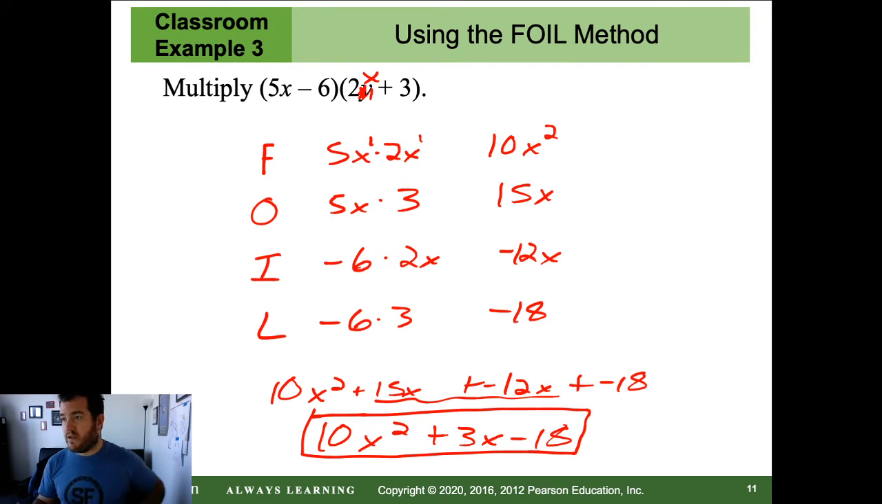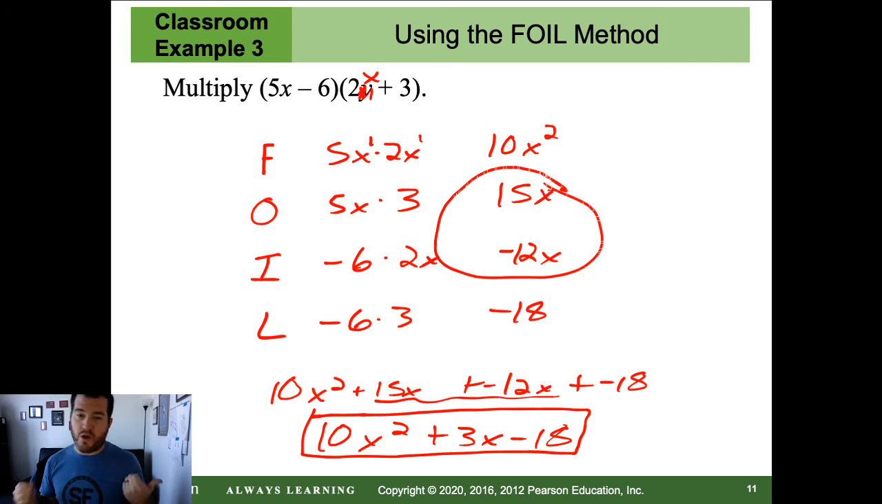Okay, so again, the firsts are 5x times 2x. The outsides are 5x times 3. The insides are negative 6 times 2x. The last are negative 6 times 3. And then all you do is you just add up. Now, these middle terms will always combine in this case. Okay? All right, so that's called the FOIL method.